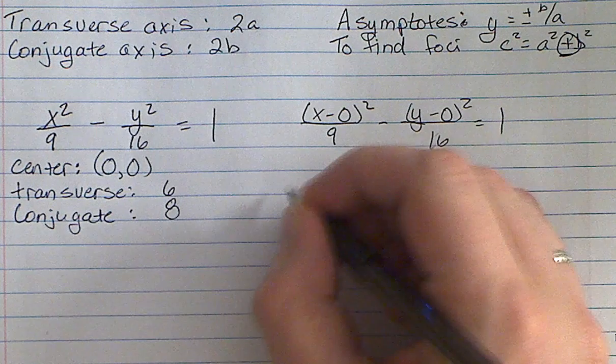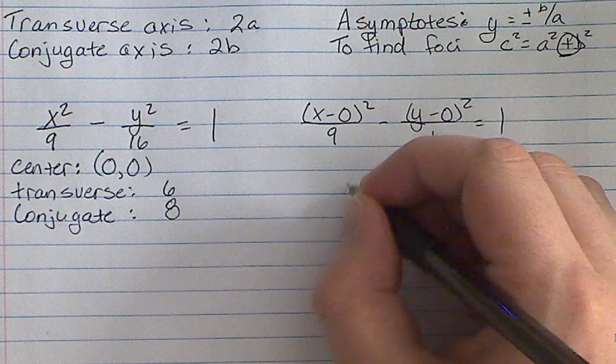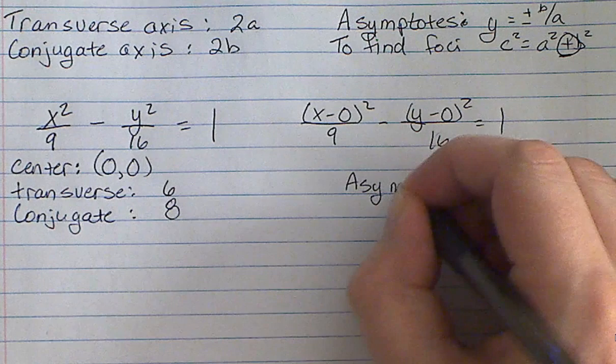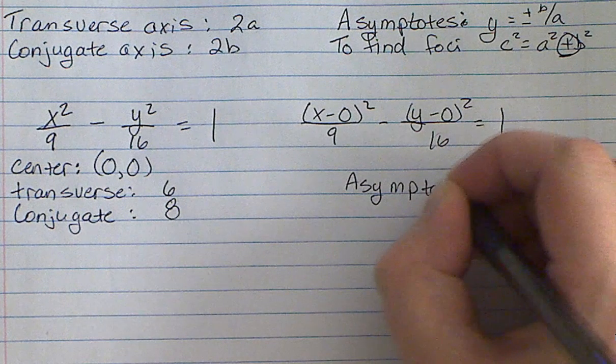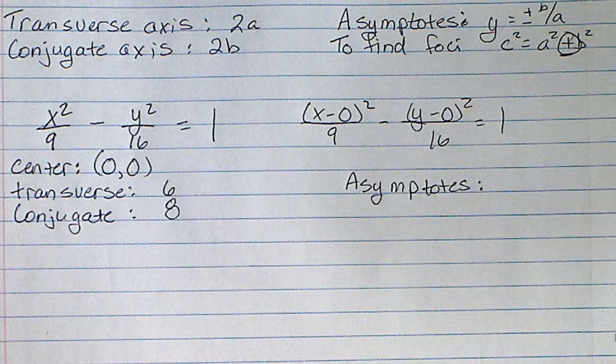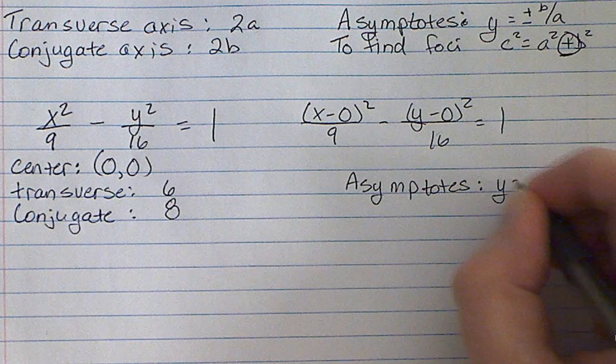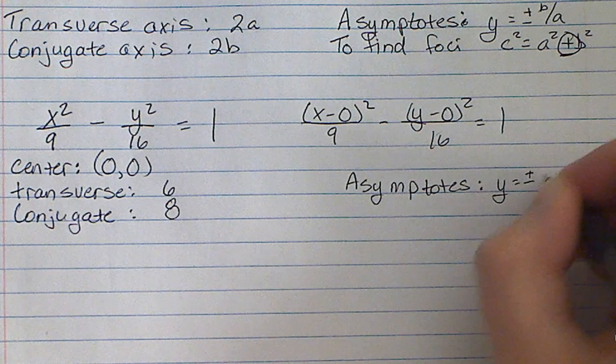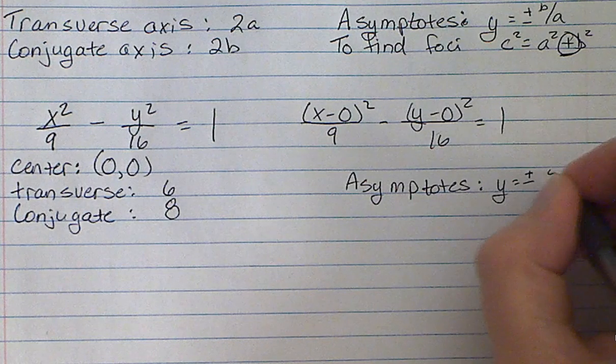And then the asymptotes. The asymptotes are going to be at y is equal to plus or minus 4 over 3 x, because it's B over A.